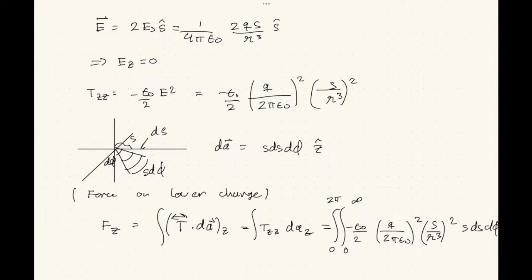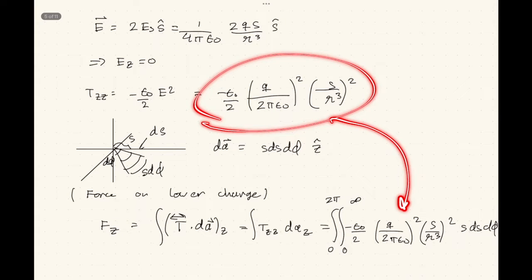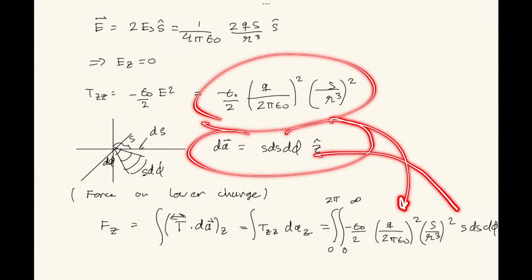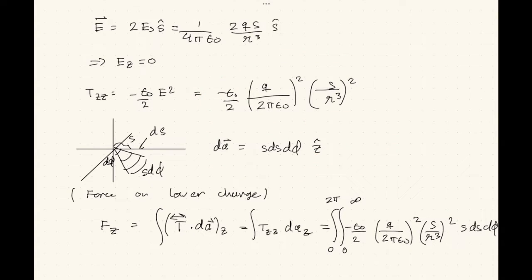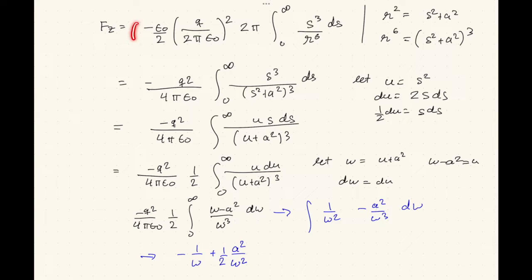our z component of the force is the integral of the z component of T dot dA, which is going to be Tzz dAz. Plugging in our stress tensor, and dotting it with the elemental area, we get this. And from this point forward it is integration. So then I pulled out some constants, and the integral of dφ goes to 2π. We're left with s cubed over script r to the 6th.